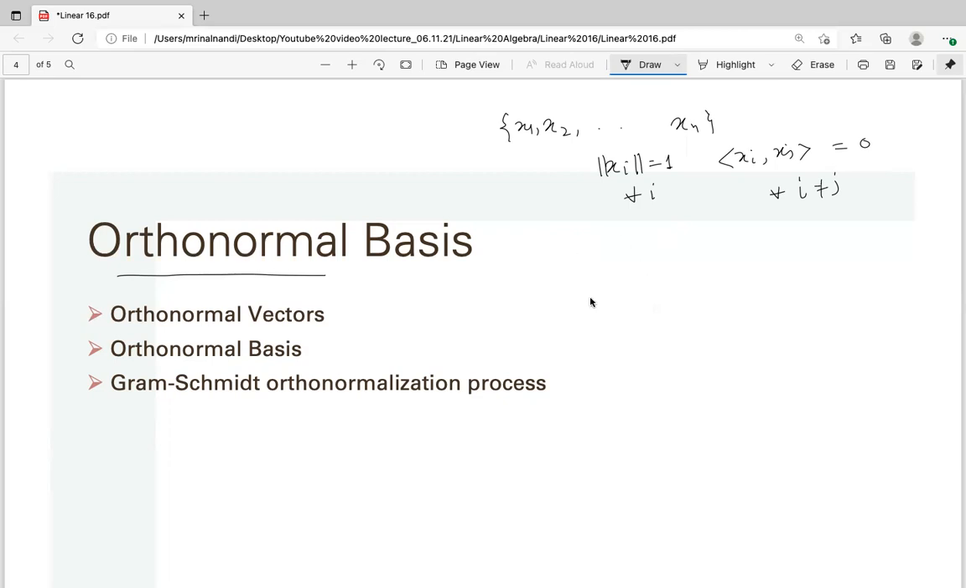What is the advantage? Then the inner product of xi and xj is just delta ij, the Kronecker delta. So it is called an orthonormal set of vectors. Now again, there is the same concept if two sets are there, and both are sets of unit vectors.